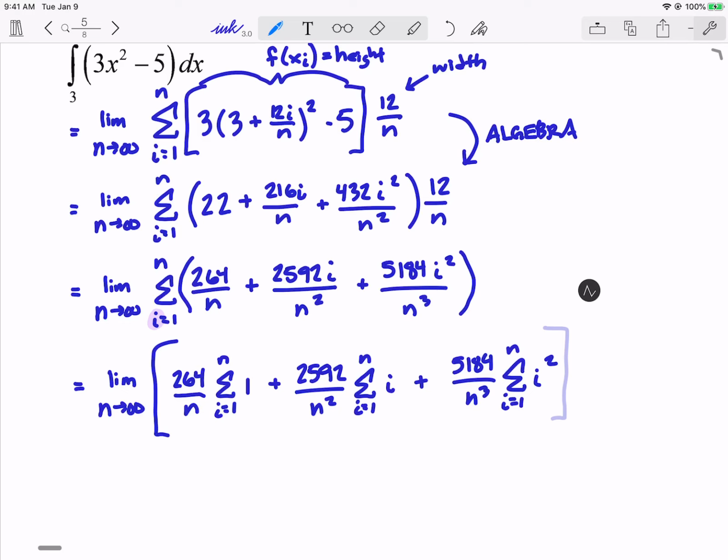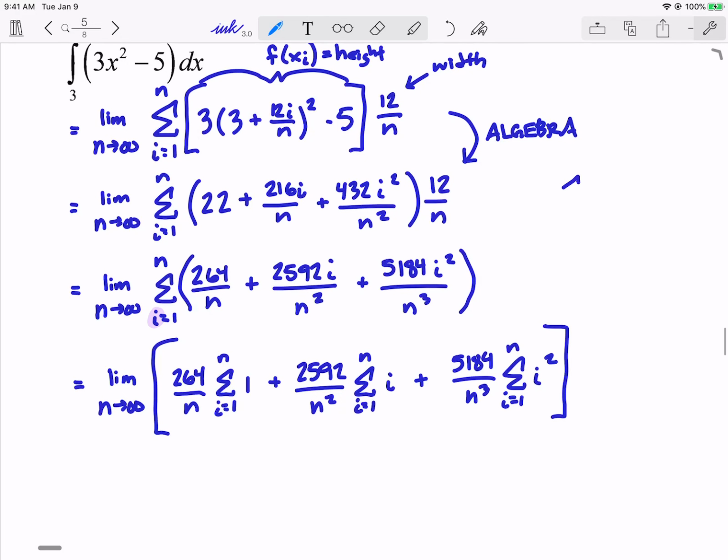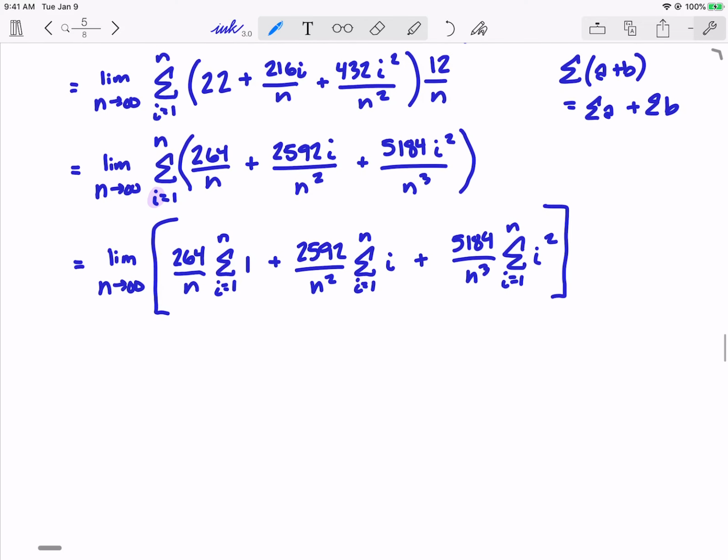So all I did was split this into three separate summations because that's one of the properties of summations, that the sum of, let's just say, a plus b is equal to the sum of a plus the sum of b. That's just a basic property. You can look up how that's proved. So now, the question is, what on earth is the sum of 1 as I go from 1 to n? Well, what I'm going to end up doing is adding 1 to itself n times. Well, 1 plus 1 n times is just n.